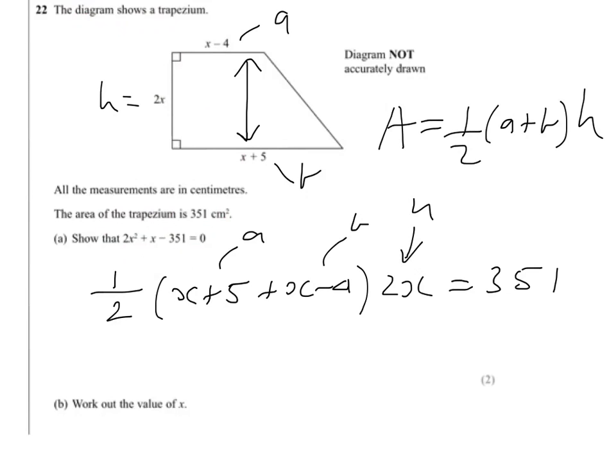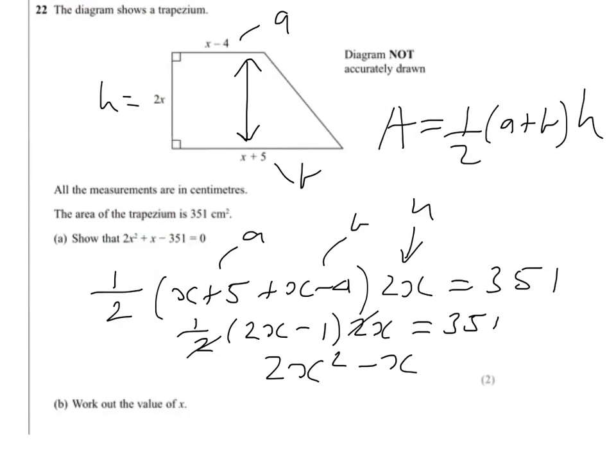So now we just need to simplify and move everything to the left-hand side. If we simplify slowly, we've got 1/2 of (2x, 5 minus 4 is 1) times 2x equals 351. Now the half can cancel with the 2, 2x times 2x is 2x squared, plus x. We'll bring the 351 over, minus 351 equals 0, and that's what we were looking for. That's what we were supposed to show. So that's the algebra involved in doing that.